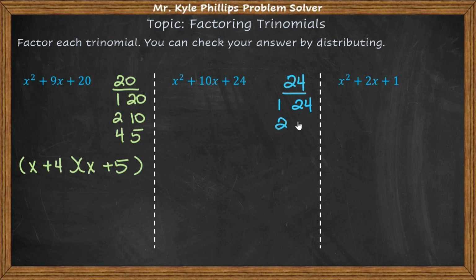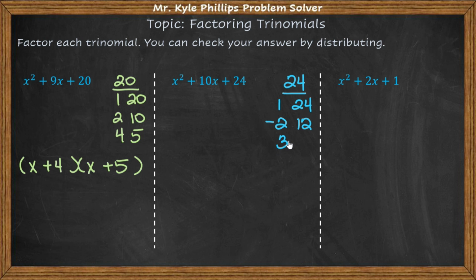How about 2 and 12? Can I combine these to get 10? Maybe, because 12 minus 2 is 10. But let's think about that. You said 12 minus 2 gives me 10. If I multiply a negative 2 and a positive 12 together, is that going to give me a positive 24? It is not. So I cannot use this. So now go to the next one.